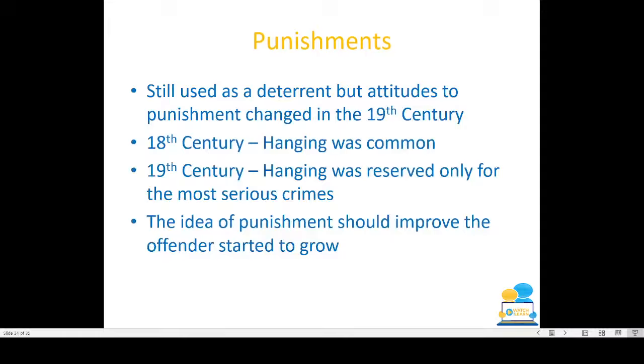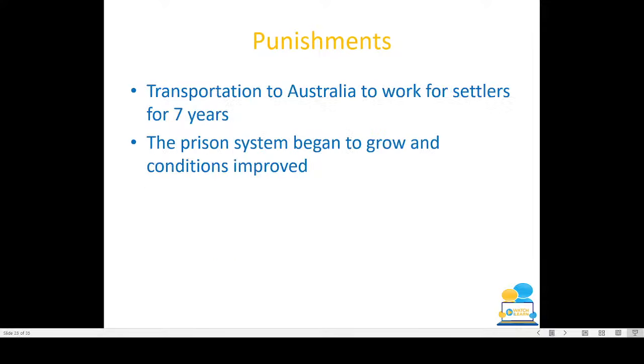So one thing, it's being done because someone has committed a crime, it's to deter them, but with the idea of punishment, they start getting this idea that it should be used to improve the offender. Okay, so this idea that punishment is used to improve the person who's committed the crime starts to grow. So not just to punish them or kill them, like if we look at hanging and so on, it's now looking at how they can punish people but also help to improve them.